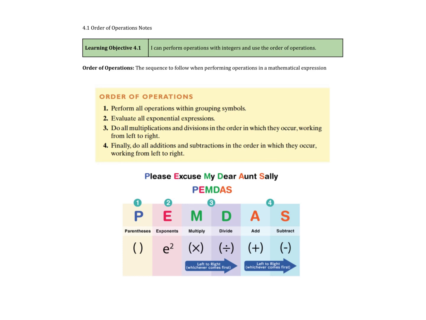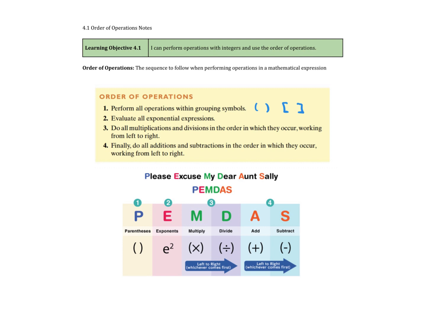In this lesson, we will be learning about the order of operations, which is the sequence to follow when performing operations in a mathematical expression. So the first thing we will always do is perform any operations that are within grouping symbols. Commonly, grouping symbols mean parentheses, but they can also be brackets, which function just like parentheses.